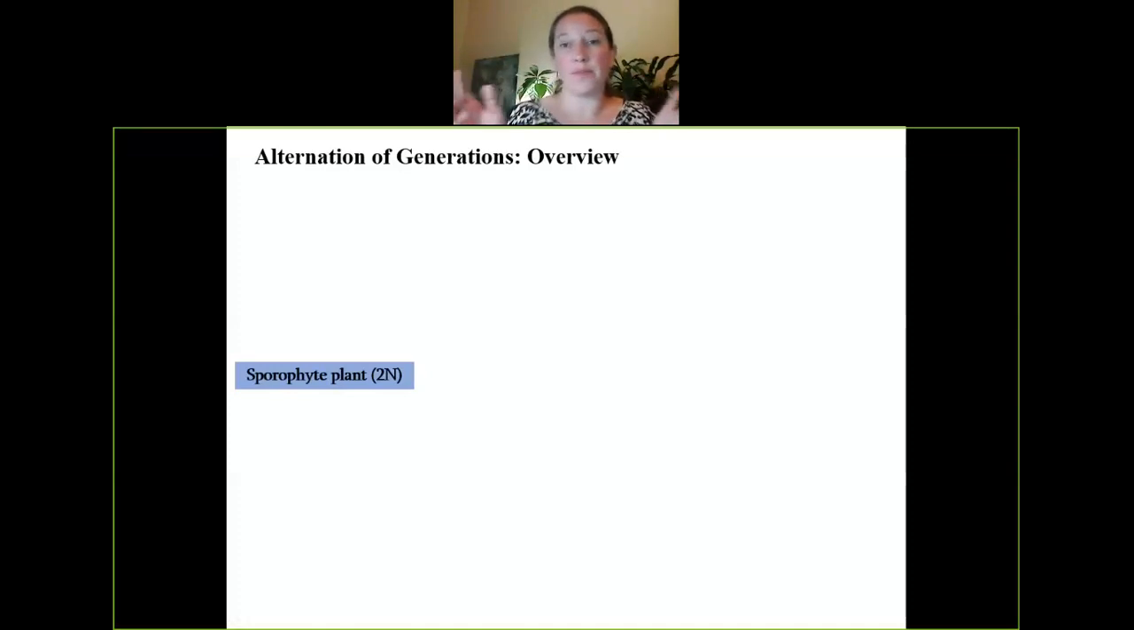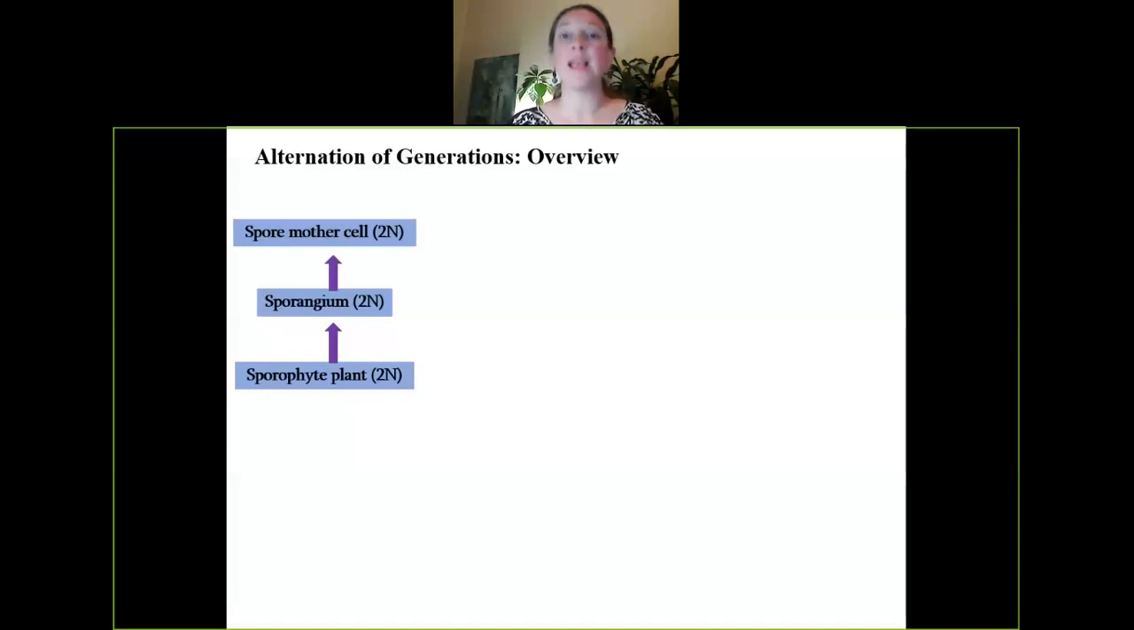Okay, so here we go. We have a sporophyte plant, which is diploid. In the slides that I'm about to go through, the diploid structures or organisms are in blue, and the haploid structures or organisms are going to be in a yellow color. So here we have our sporophyte plant and it's diploid. On that sporophyte plant is going to be a sporangium, which is the organ that makes spores.